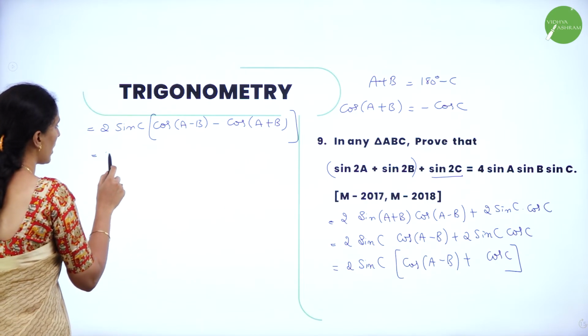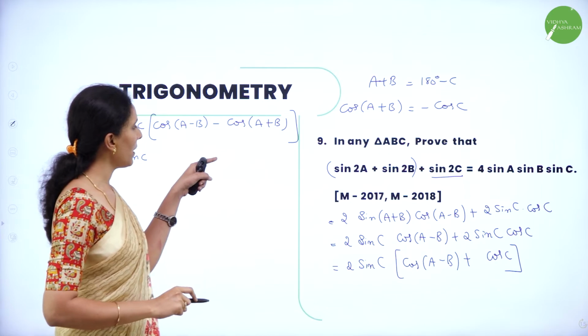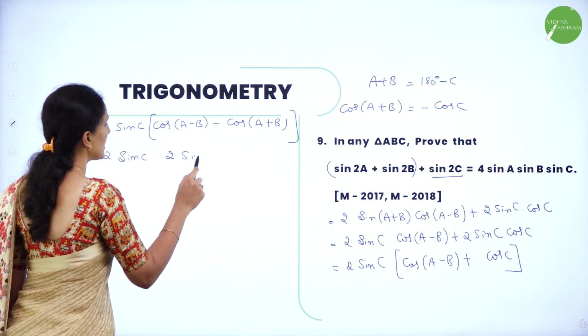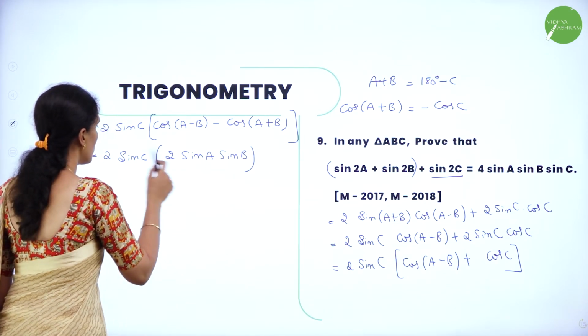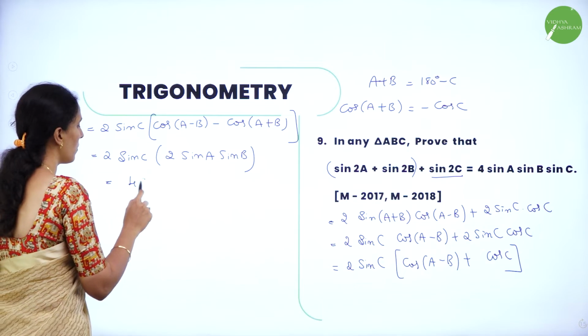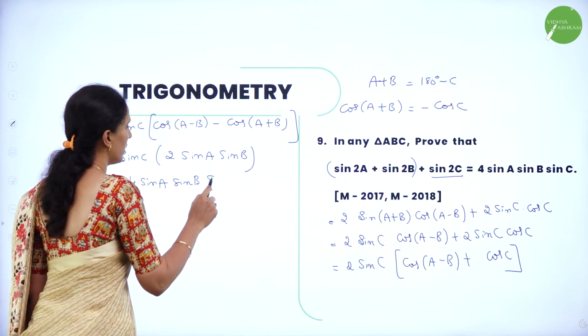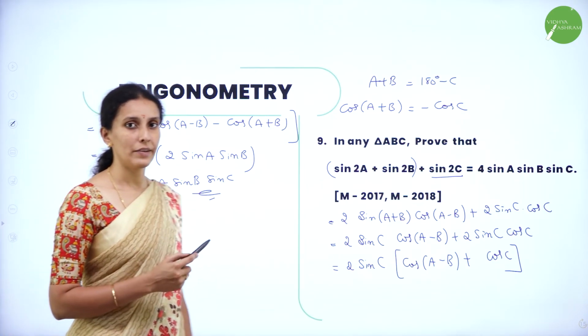So if you subtract this, you will get 2 sine C into cos of A minus B minus cos of A plus B, which becomes 2 sine A sine B. So multiplying, we will get 4 sine A sine B into sine C. Hence we proved the given result.